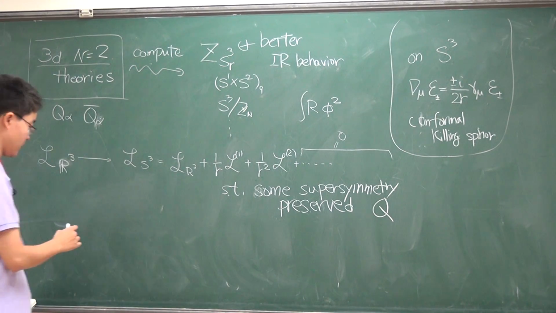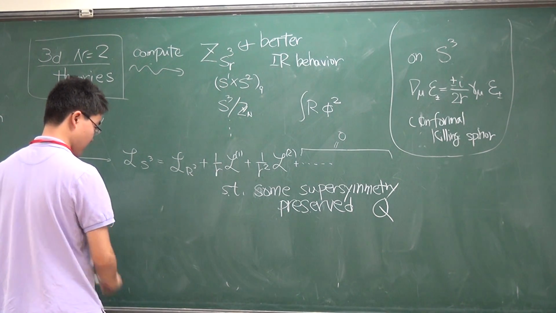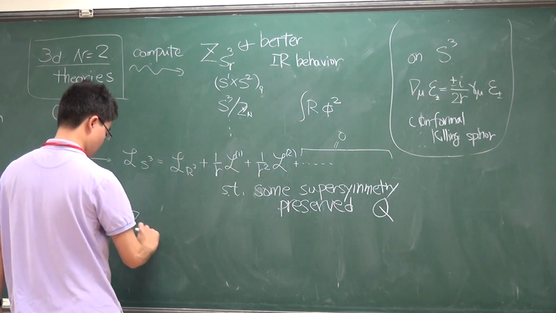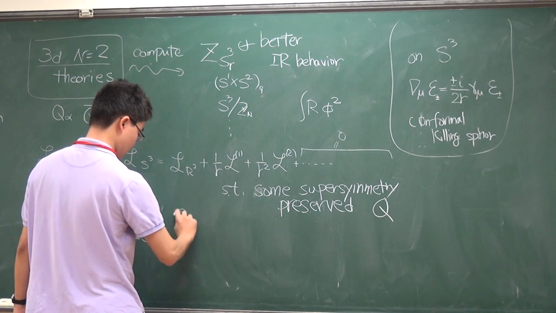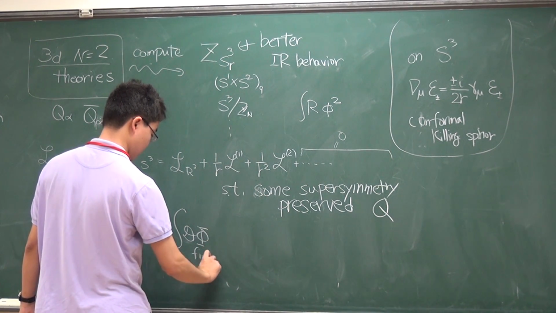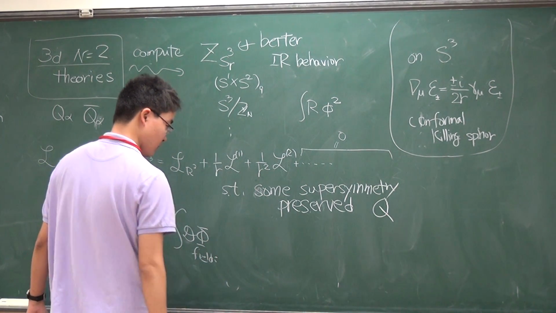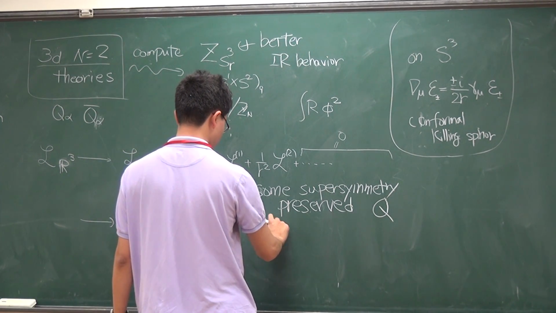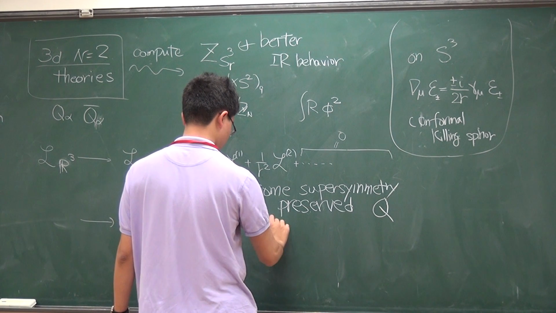But suppose that we have such a choice, and then I could compute the partition function on S3, which is the path integral of all the fields, in the Euclidean signature. I have this integral of the action.